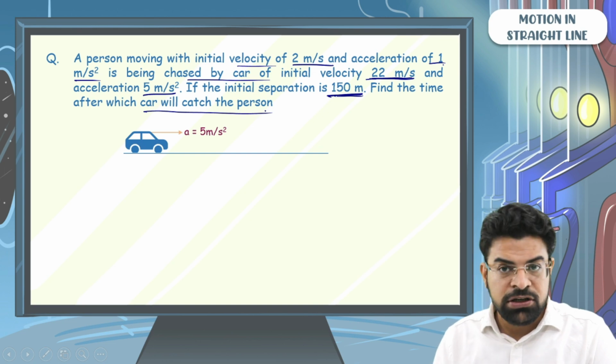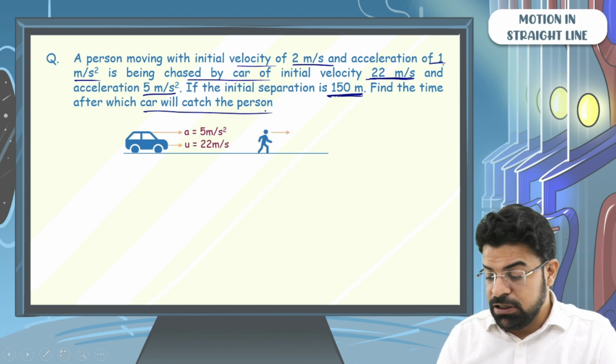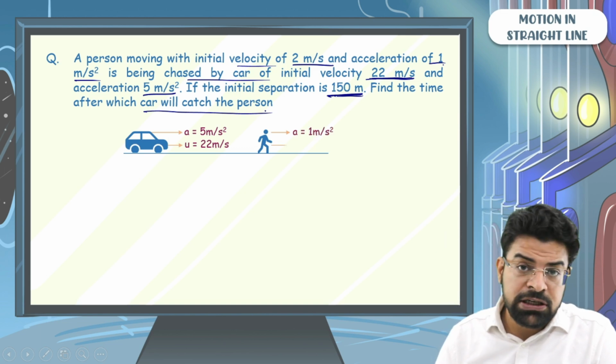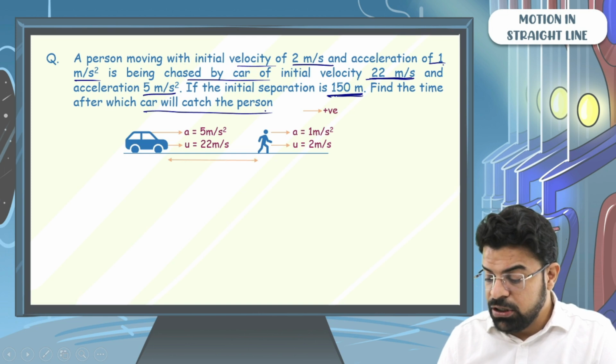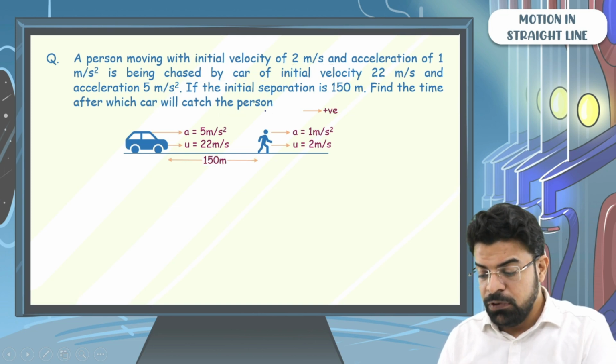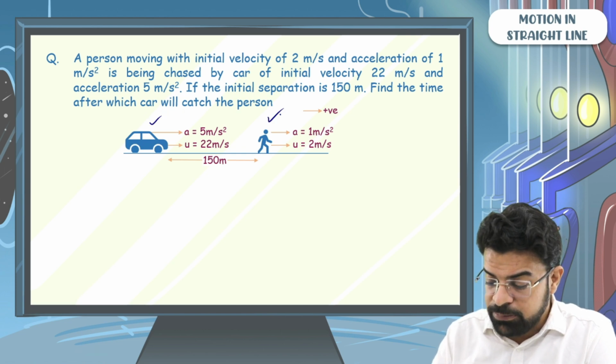The car has acceleration of 5 meter per second square and initial velocity of 22 meter per second. The person has acceleration of 1 meter per second square and initial velocity of 2 meter per second, and the initial separation between them is 150 meter. Your mission is to find the time at which the car will catch the person.